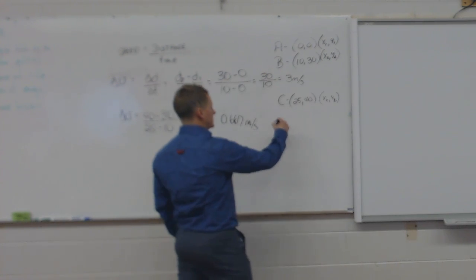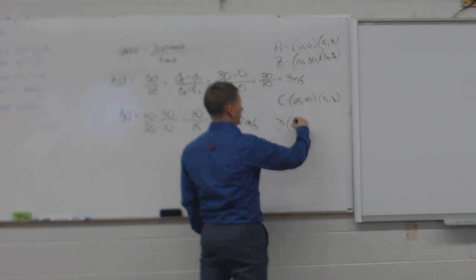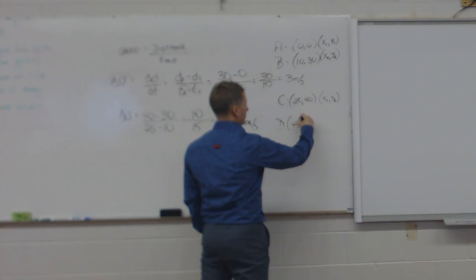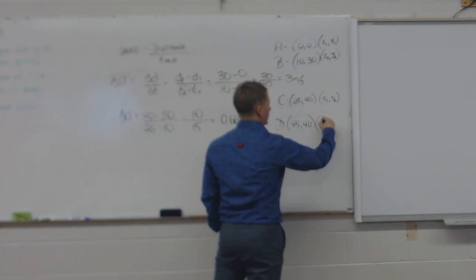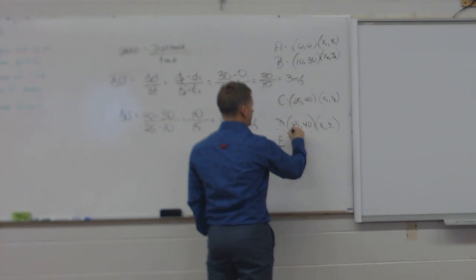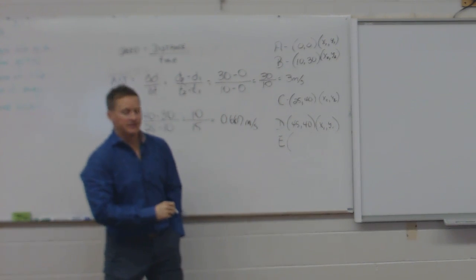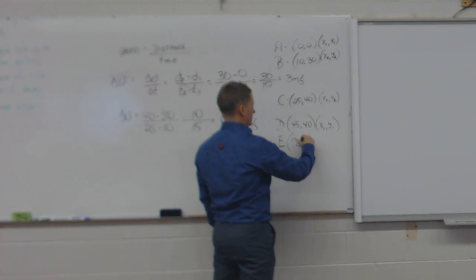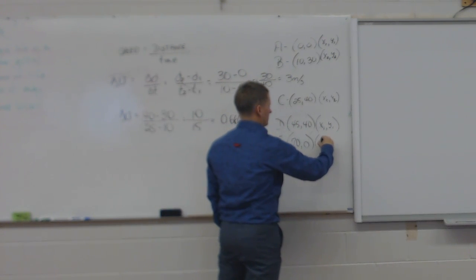Sure. Okay, so what is D? What are the coordinates for D? 45 and 40. So that'll be my x1, y1. And my E, 70 and 0.